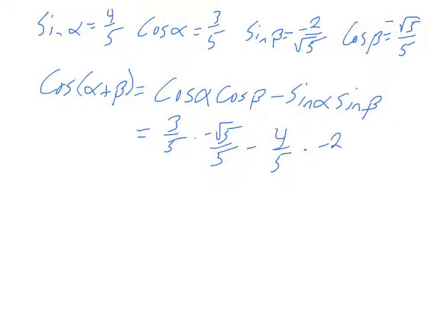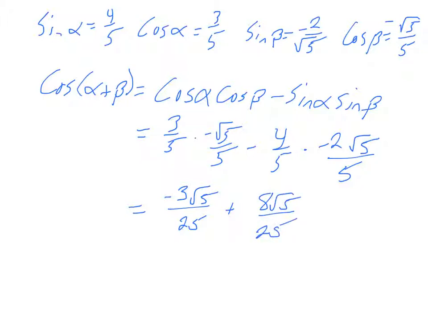is negative 2 over, it is negative 2 over square root. Well, it's also negative 2 square root of 5 over 5, sorry. So I wrote negative 2 over square root of 5, but if you rationalize the denominator, you get negative 2 square root of 5 over 5. And let's just go ahead and simplify that. We'll end up getting negative 3 square root of 5 over 25 plus 8 square root of 5 over 25. And so if I simplify that into a single term, I'll get 5 square root of 5 over 25, which is just square root of 5 over 5. Right?